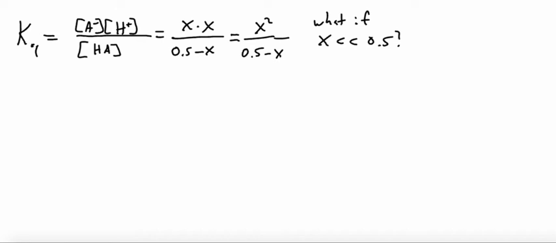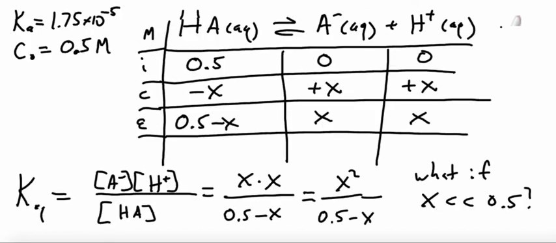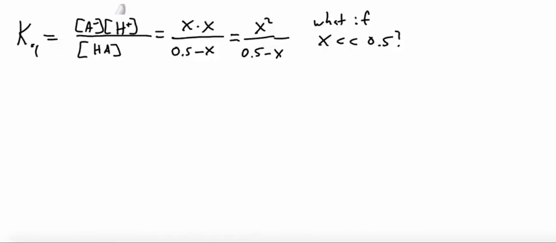So what we're going to do is assume that x is much, much smaller than 0.5. And then at the end of the problem, we'll check and see if that was justified. Now remember, x is how far we're reacting in the forward direction, and the k for this was on the order of magnitude 10 to the negative 5. So we expect that we're not going to be able to go very far. So x probably should be a small number. Let's see if that's true.